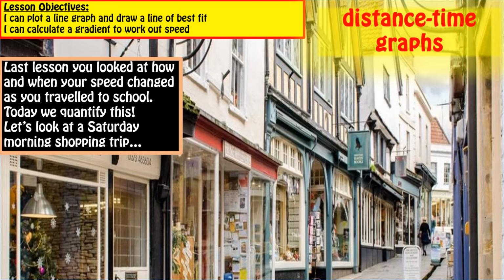So last lesson you looked at how and when your speed changed as you travelled to school, and today we're going to quantify this. This just means we're going to add some numbers to make everything make sense. So let's look at a Saturday morning shopping trip. You might have done this yourself.